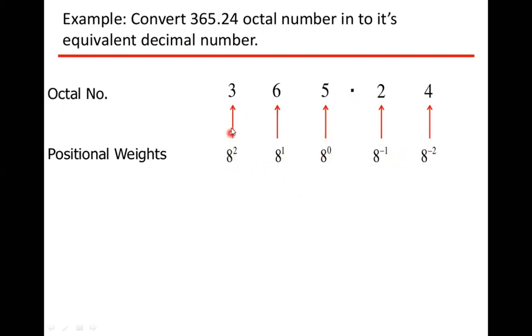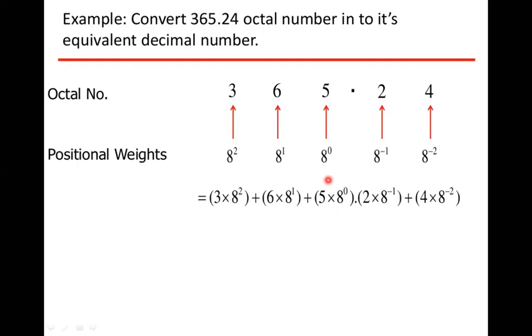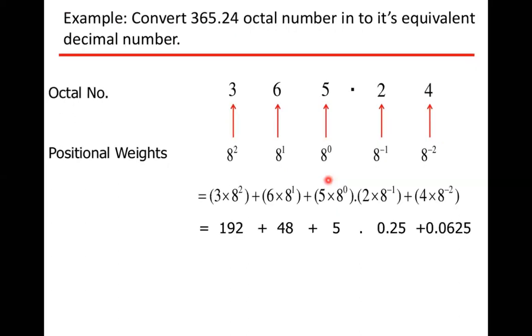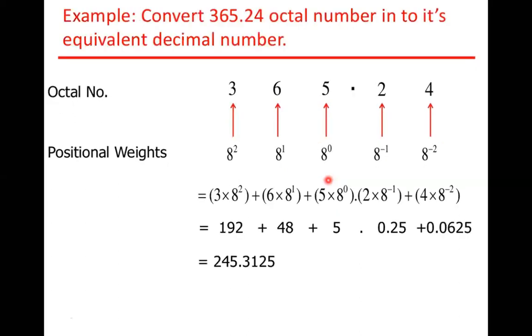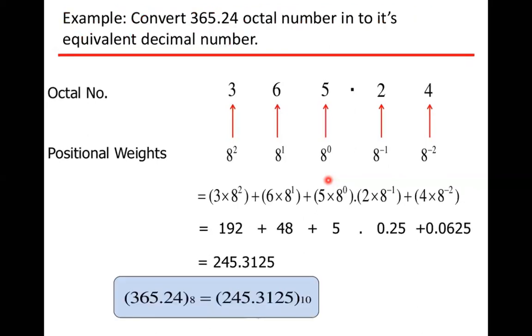Now multiply 3 into 8 to the power of 2, 6 into 8 to the power of 1, 5 into 8 to the power of 0, and so forth. This is what we have done earlier also. If you do the mathematics, the final answer is 245.3125, and because we have converted into decimal, it should have a base of 10. So now we have converted an octal number into a decimal number.